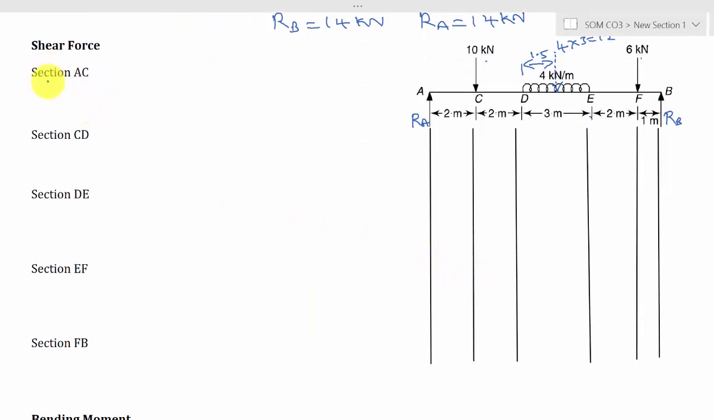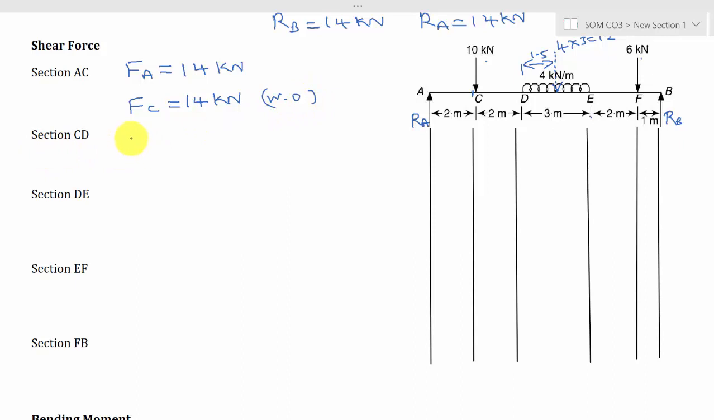First I have split the beam into sections: AC, CD, DE, EF and FB. First I have considered section AC. FA is equal to, so a reaction force is acting in the upward direction, that is RA, so it is plus 14 kilonewton. Then FC: when you consider section AC, FC is just before the point load is applied, so FC is again the same magnitude, 14 kilonewton. This is without the point load.